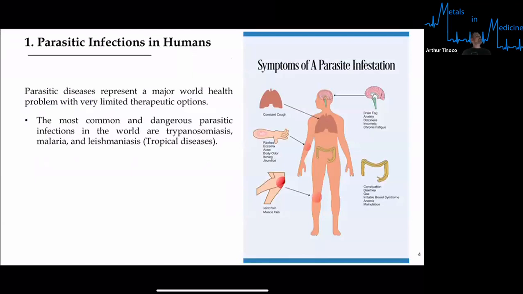All right, so where we're going to start today is exploring parasitic infections in humans. Here's a cartoon perspective of just some of the effects or symptoms of having a parasitic infection.